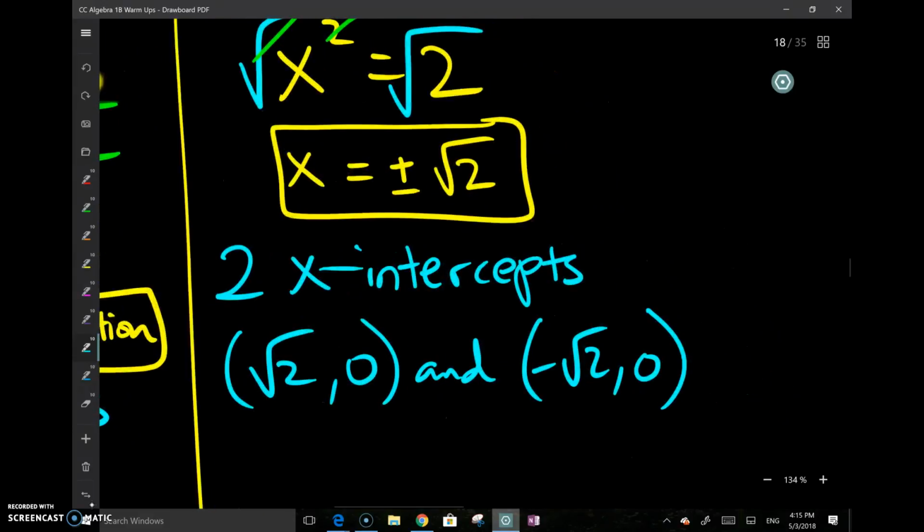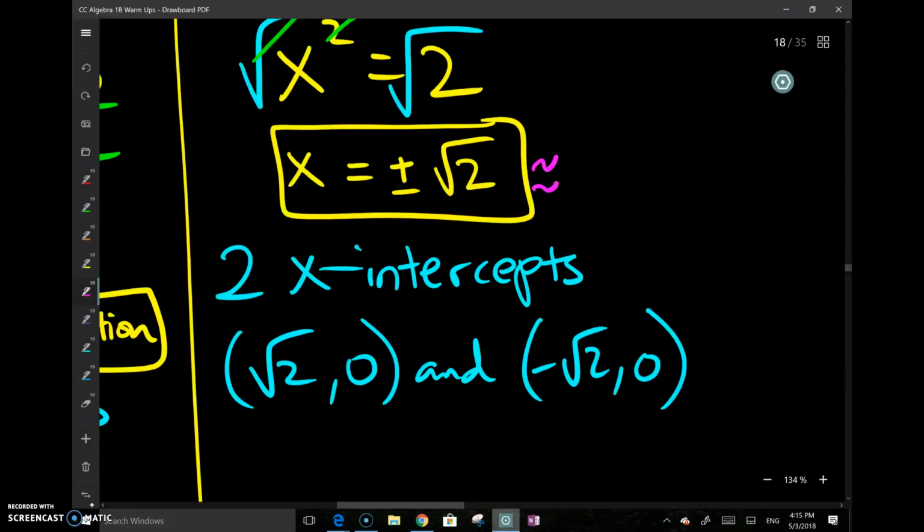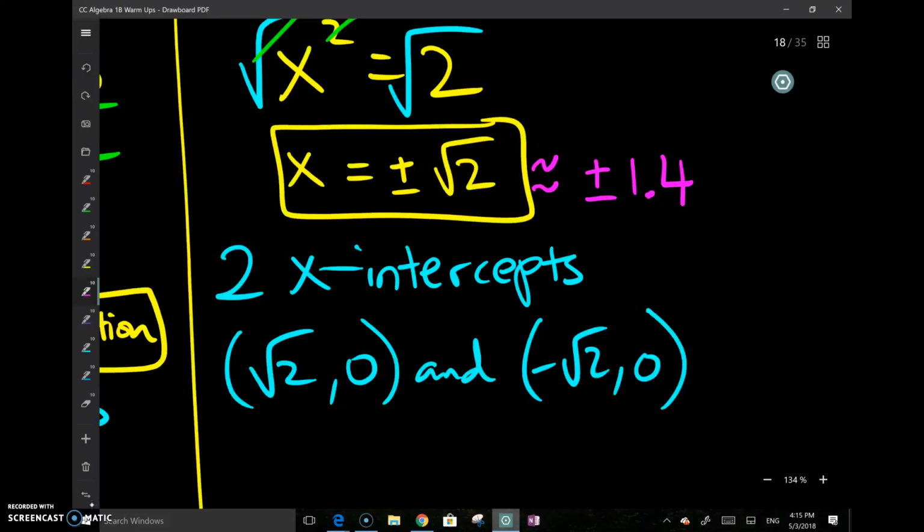Just as a side note, by the way, in case you're wondering, what is the square root of radical 2? As I said before, this is about 1.4. So if you did want to write this in decimal form, it would be plus minus 1.4. And I put that little wave right there because that means approximately 1.4, positive, negative.